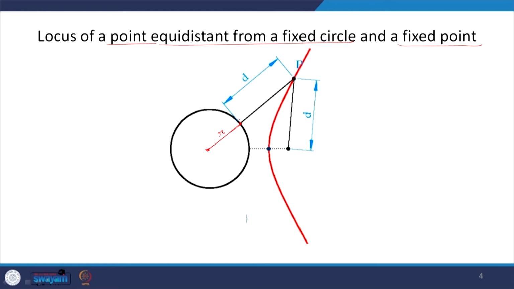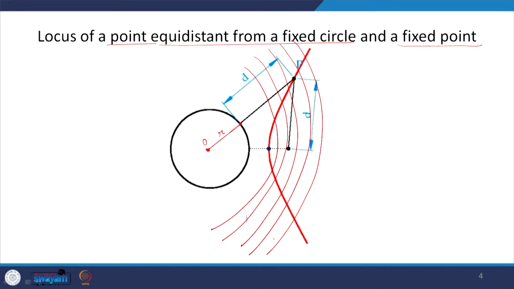So, what we do here is very simple to draw. If you look at the construction procedure, we will draw concentric circles. So, we draw several concentric circles with the same center O. So, the center remains the same and we draw several concentric circles. Now, what happens? In this case, this distance is d, and from the center it is d plus r, and from this point it is d. This is the vertex.